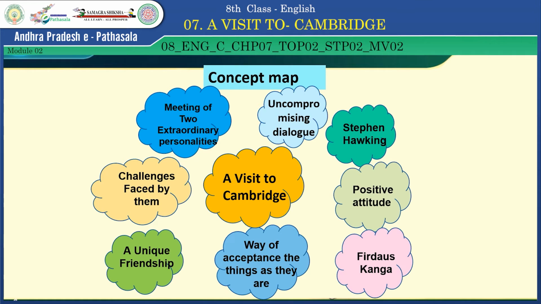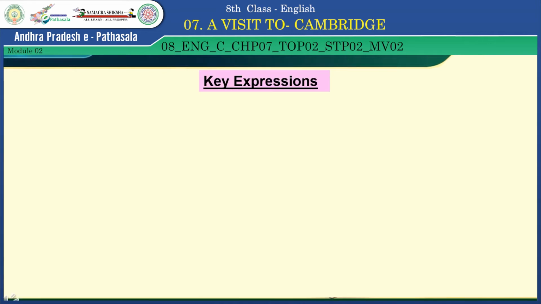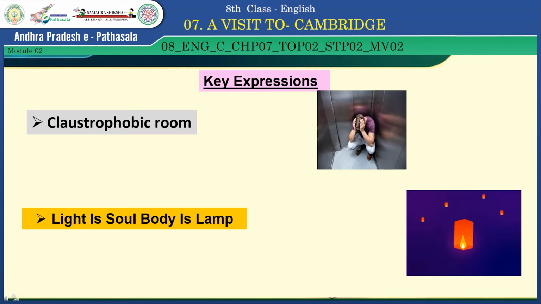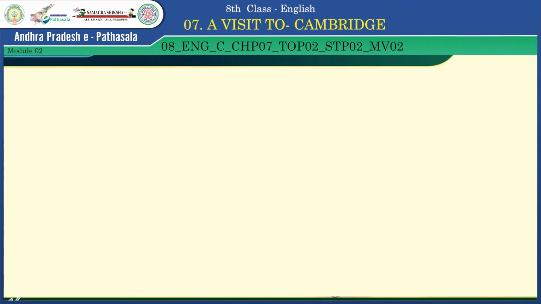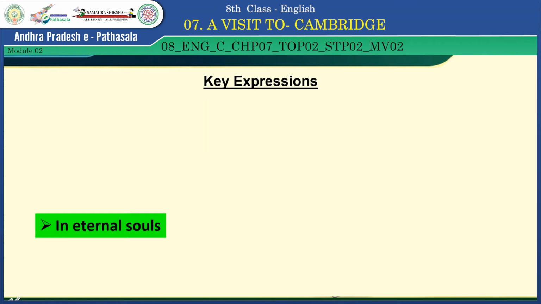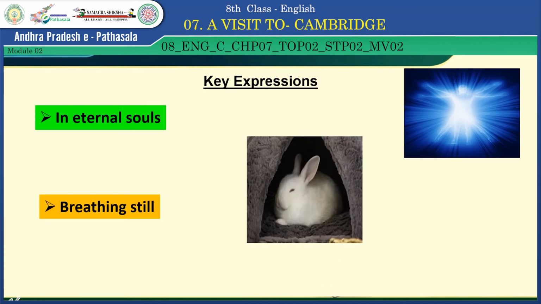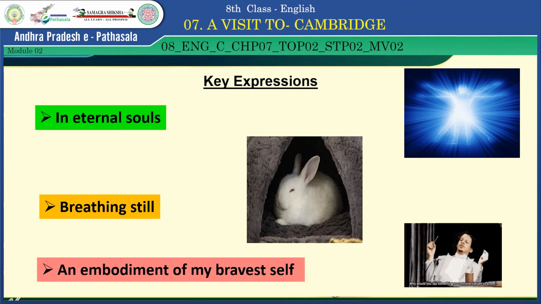Children, let's have a glance at key expressions that you have come across in the text. Claustrophobic room. Light is soul, body is lamp. Children, we'll continue to see certain other key expressions with images. Key expressions: eternal souls, breathing still, an embodiment of my bravest self. Children, let's switch on to the next topic.